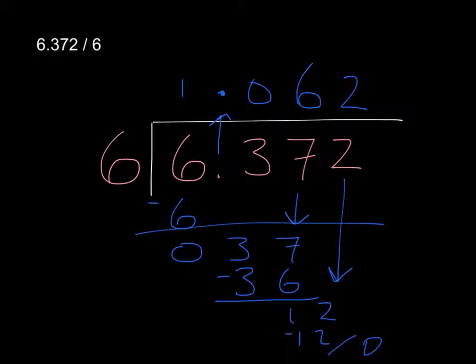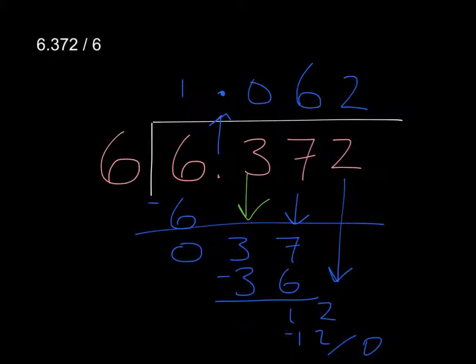And here's where some people are going to be confused. When we bring down this 3, we see that we have 3 tenths. 6 does not go into 3 tenths, so we can't just be done. We need to put the 0 here, and then we can bring down the 7 hundredths. So 6 into 37 hundredths. And 6 goes into 37 hundredths 6 times for 36 hundredths. And 37 hundredths minus 36 hundredths is 1 hundredth.